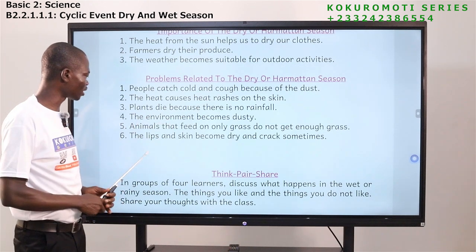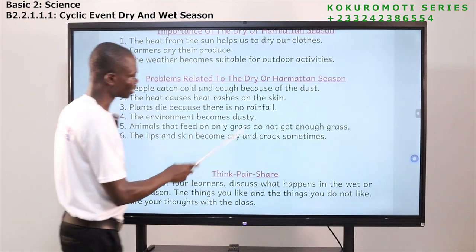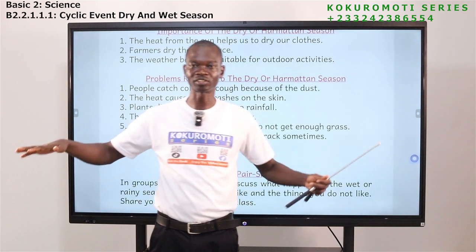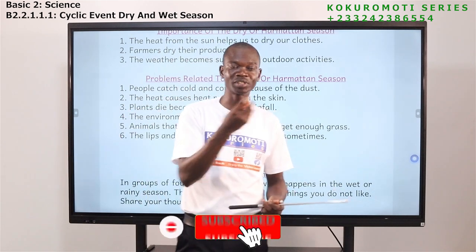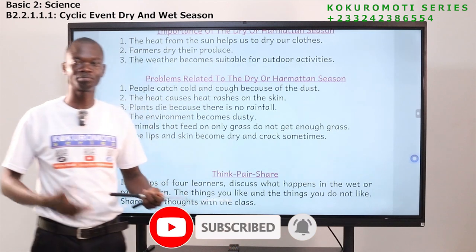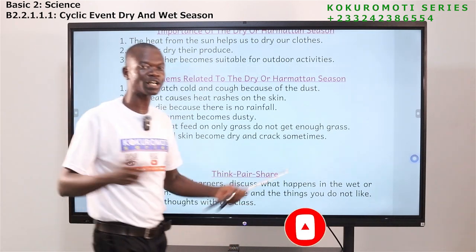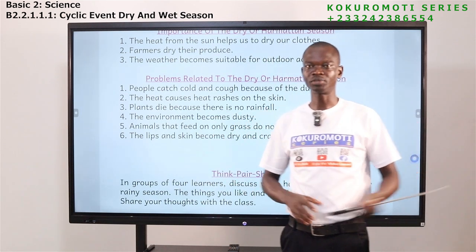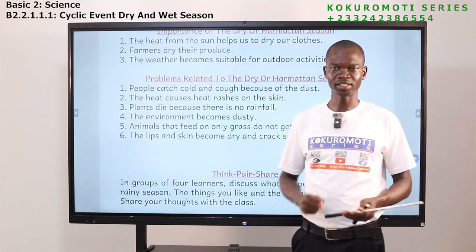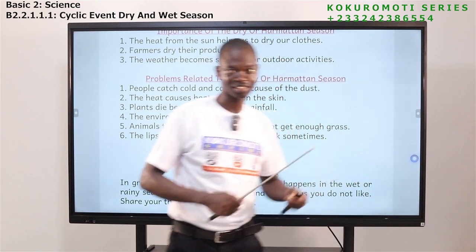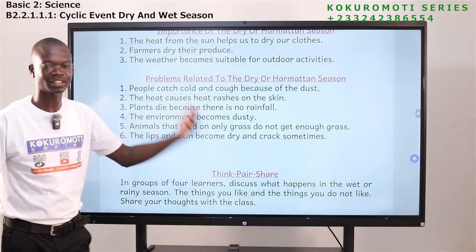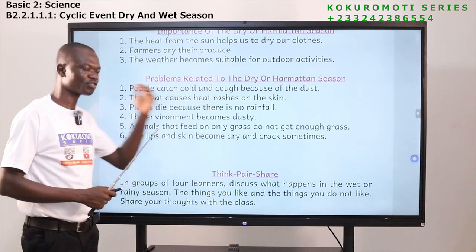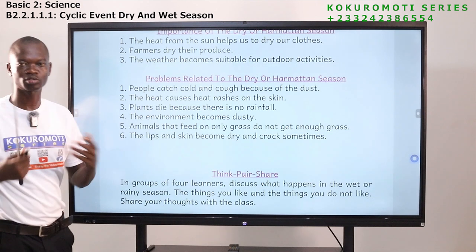Harmattan season. The next one is that animals that feed on only grass do not get enough grass. So during harmattan season, you do not see the grass green again. It tends to be brown. They will be dying. Most of them die. And we have cows, goats, sheep, they all go there to what? To graze. To graze means they eat the grass. So when they go there and they don't get this grass, what do you think will happen? During that time, animals that feed on grass don't get what? Food to what? To eat.